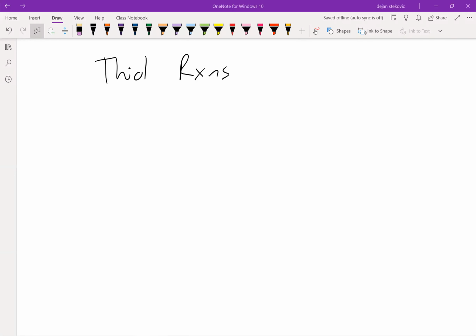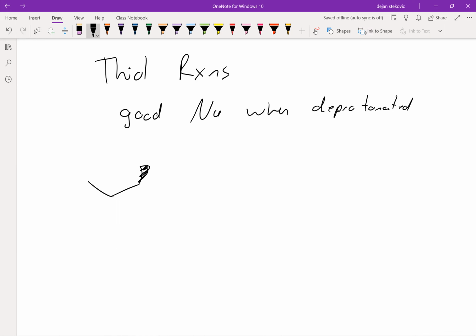All right, let's take a look at some reactions of some thiols. Overall, thiols are good nucleophiles, as we've learned earlier in the semester, when they're deprotonated. And they're not very good bases. So they're much more nucleophilic and less basic than alcohols.